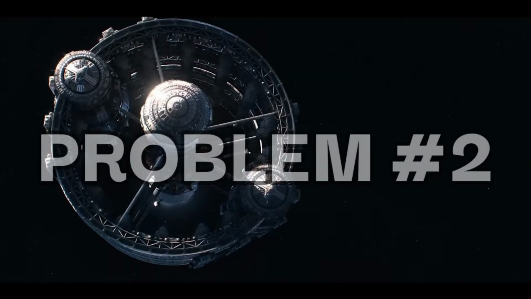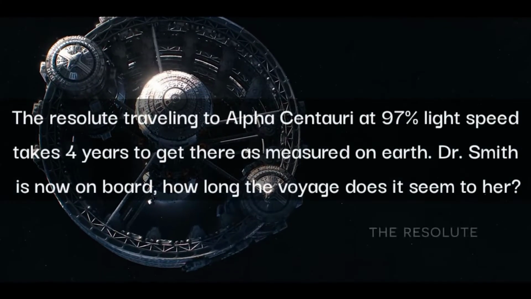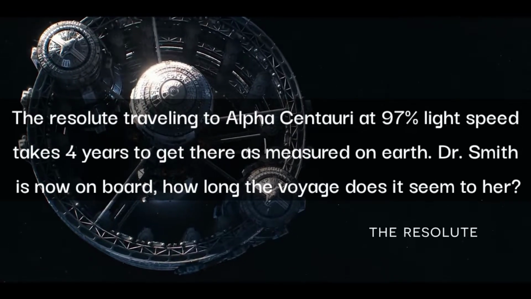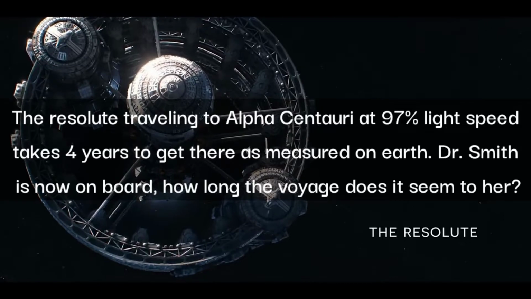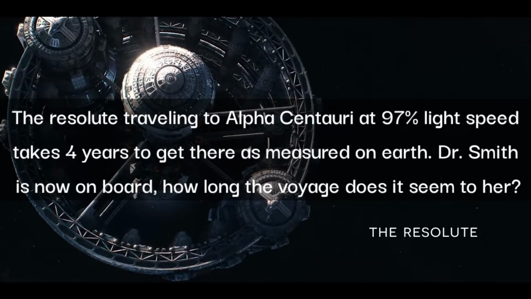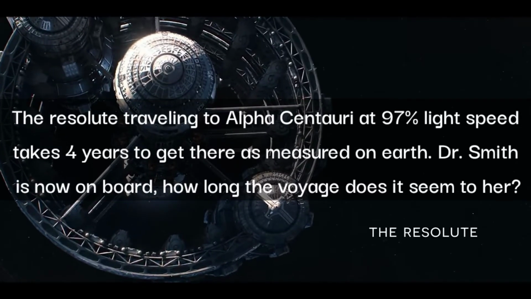Use the engine from the alien ship to build the Resolute, a massive spaceship capable of reaching Alpha Centauri. The Resolute traveling to Alpha Centauri at 97% light speed takes 4 years to get there as measured on Earth. Dr. Smith is now on board. How long does the voyage seem to her?